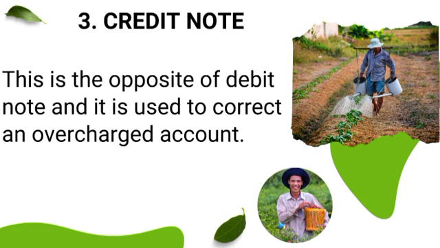Then we have the next one, number 3, the credit note. This is the opposite of a debit note, and it is used to correct an overcharged account or overcharged payment. It arises due to some goods which have been charged in the invoice but returned for some reasons. It is sent to the customer for a reduction in the amount owed by him. This credit note is the direct opposite of a debit note. Don't forget I told you the debit note is sent to the buyer to notify him or her concerning particular items which have been undercharged. But a credit note is information sent to the buyer to notify him or her of a particular product which has been overcharged.